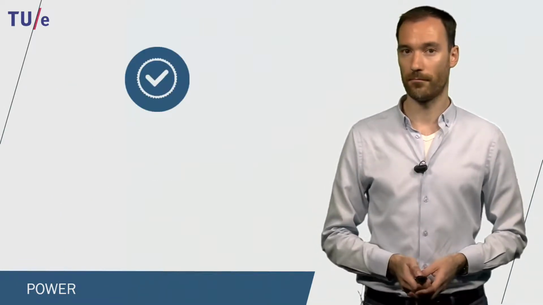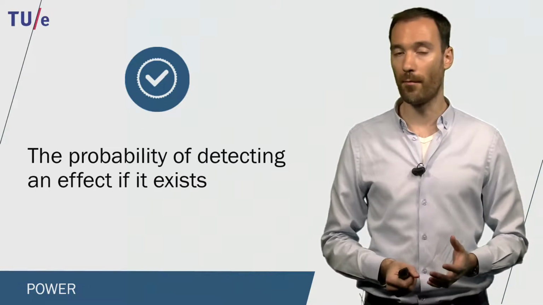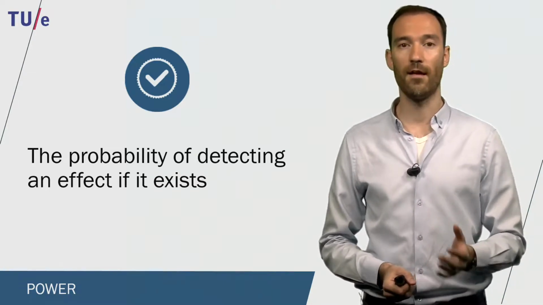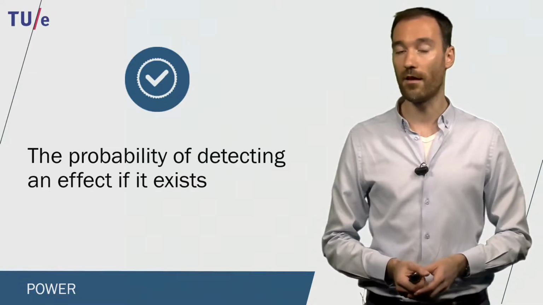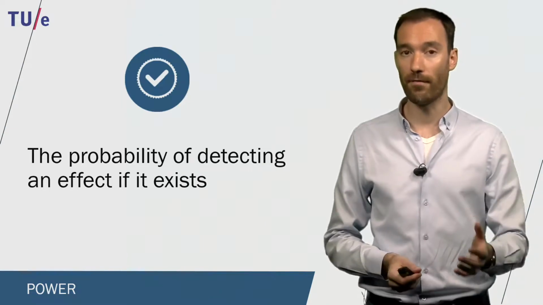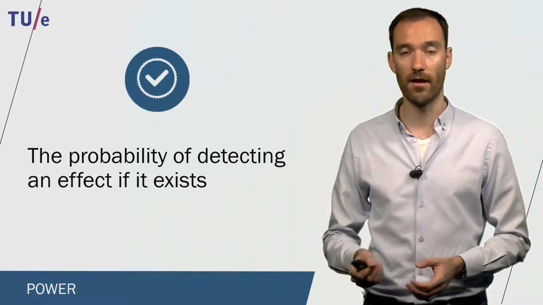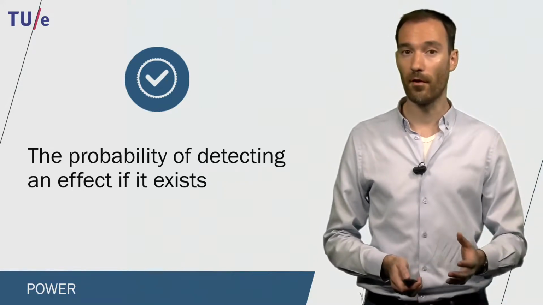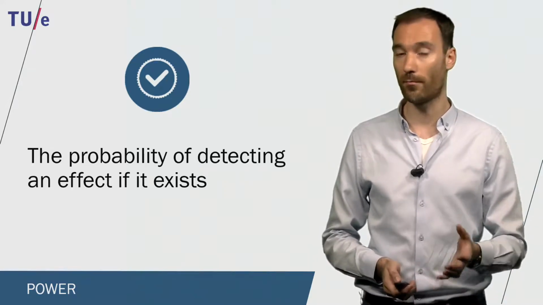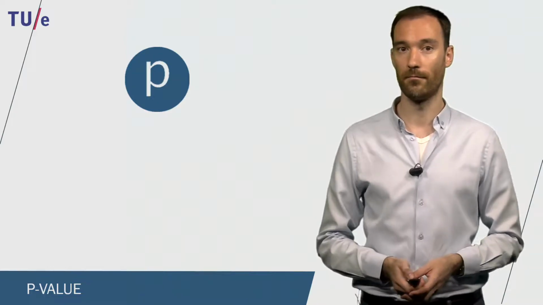Let's start with power. Power is the probability of detecting an effect if it exists. This means that if you have a high power and you find an effect, you can be very certain that this effect exists in reality. This probability is very much related to another probability, the p-value.